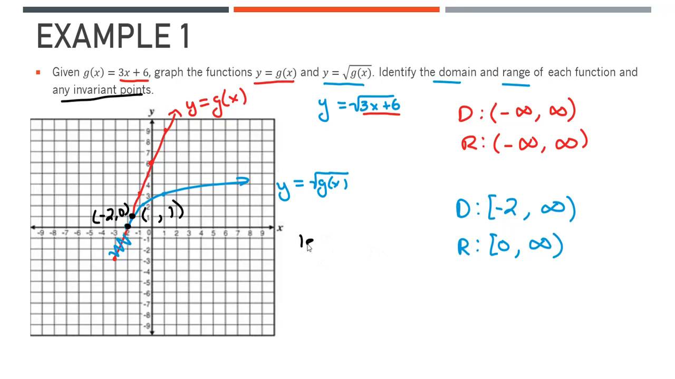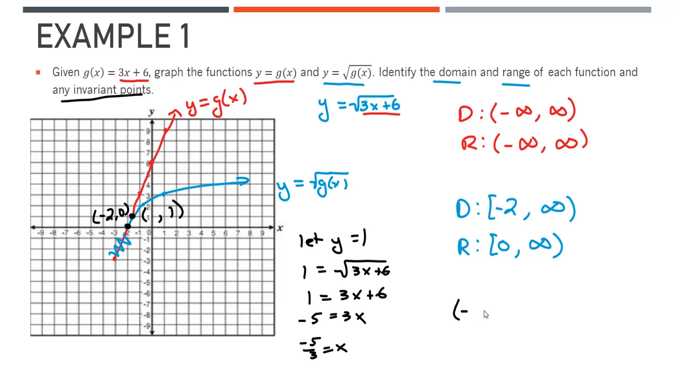So we're going to let y equal 1. And therefore 1 equals root of 3x plus 6. So we're going to square both sides. Then we're going to subtract 6. And then divide by 3. So therefore, our invariant points are -5 over 3, comma 1, and -2, comma 0. So then make sure this is clear. These are our invariant points.